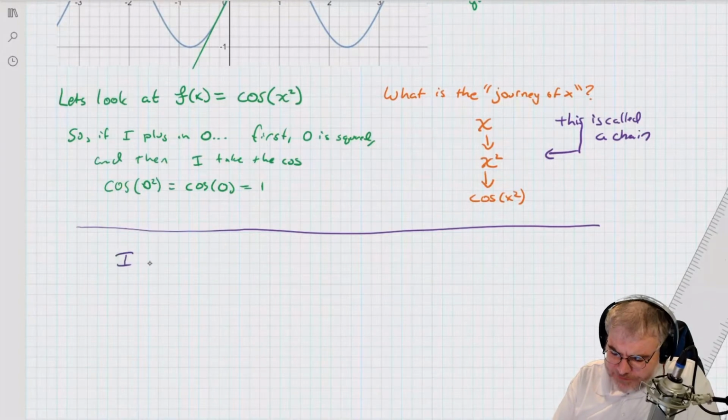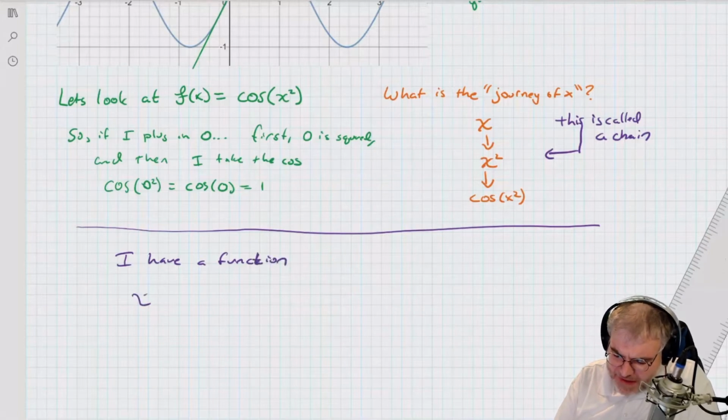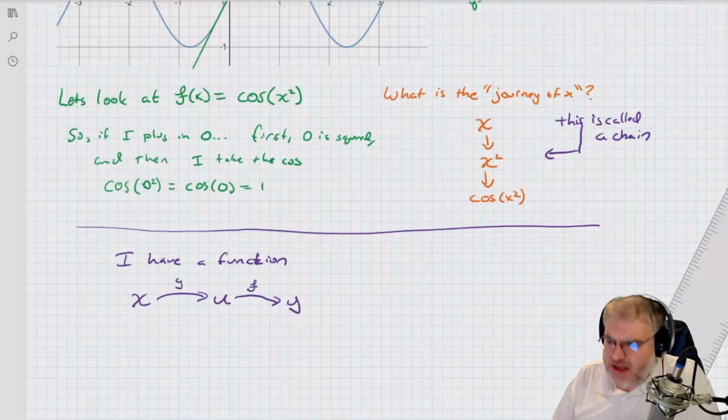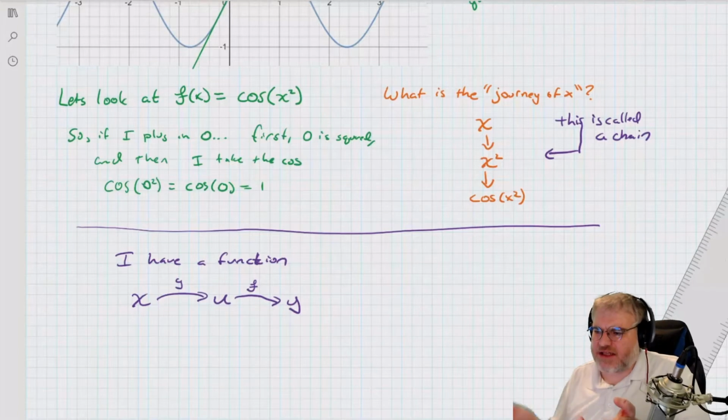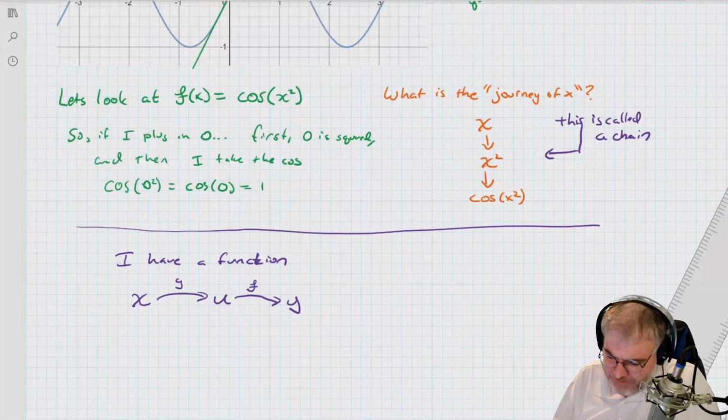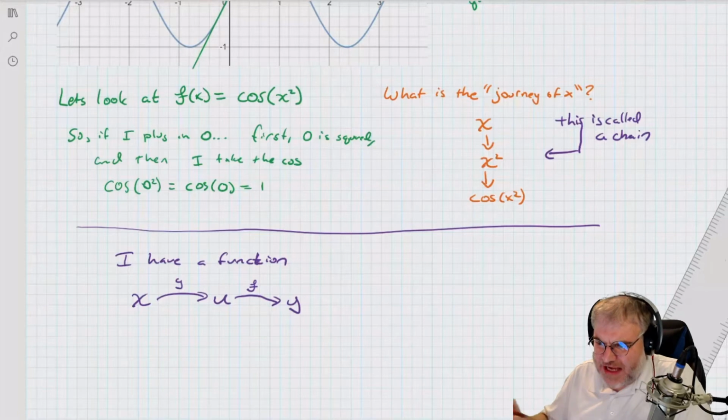I have a function that goes from some x space to a u space to a y space. Your book calls this function f and this function g. So g takes things from x to u, and then f takes things from u to y. And I want to know what happens, what's the total action? And the answer is I need to account for each little bit of change and then multiply them.